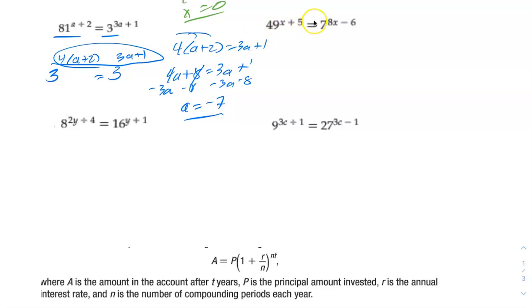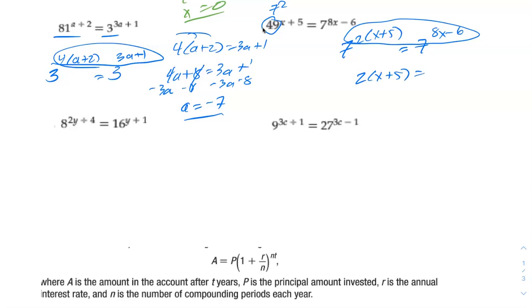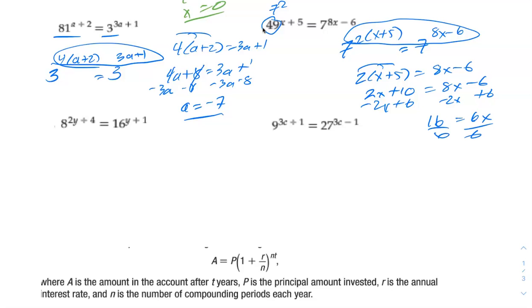Next one, again, I want these two to match. So 7 is as low as it goes, but 49 I can work on. 49 is 7 squared, so it's going to be 7 squared to the x plus 5, equals 7 to the 8x minus 6. All we want to do is solve the powers. 2 times x plus 5 equals 8x minus 6. Distribute. 2x plus 10 equals 8x minus 6. Solve for x, so plus 6, minus 2x, minus 2x. I get 16 equals 6x. Divide by 6. x equals 16 over 6, or 8/3.